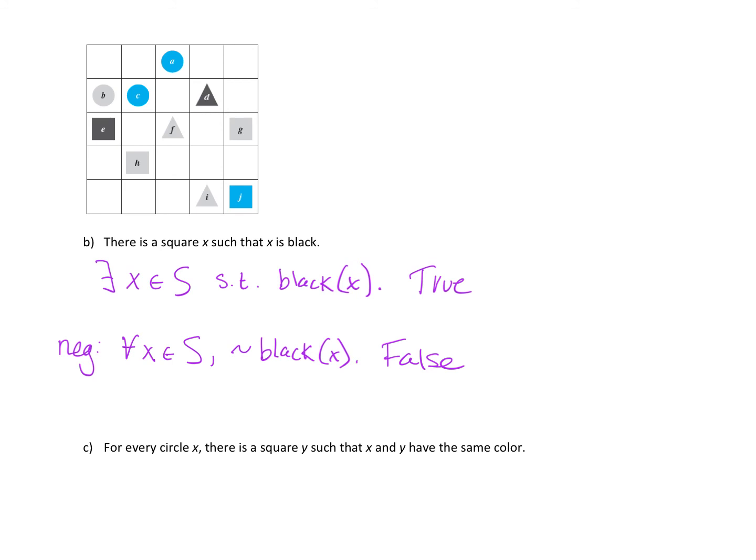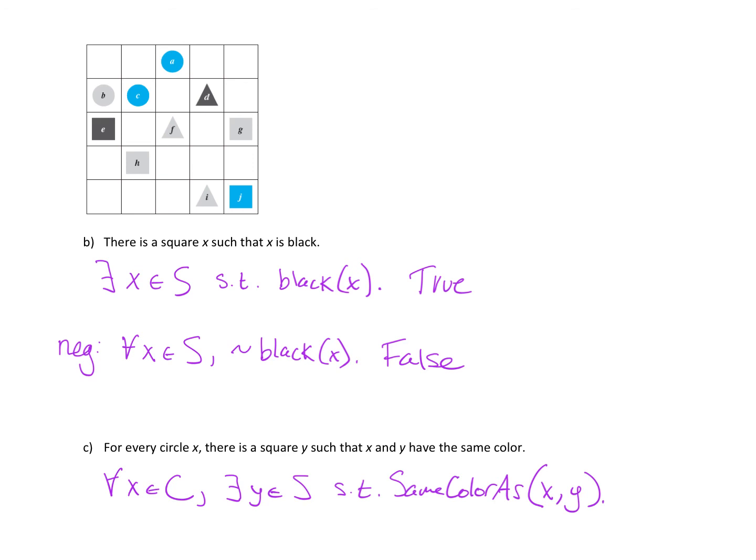All right, C says that for every circle x, so let's just go ahead and start translating. For all x's in the set of circles, there is a square y, so there exists a y in the set of squares such that x and y have the same color. So the predicate was same color as x, y.